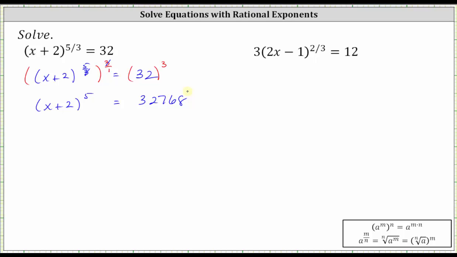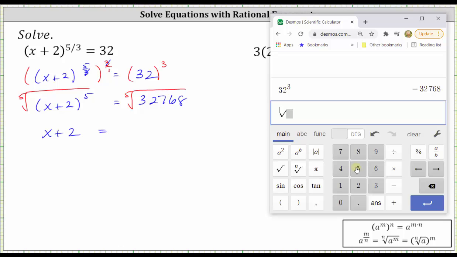The next step is to undo the exponent of 5 by taking the 5th root of both sides of the equation. And because the exponent here is odd, we will only have one solution. So we take the 5th root of both sides of the equation. On the left, the 5th root of the quantity x plus 2 to the 5th simplifies to 1 factor of x plus 2. We can also think of the 5th root as undoing the exponent of 5. On the right side, we have the 5th root of 32,768, which is equal to 8.